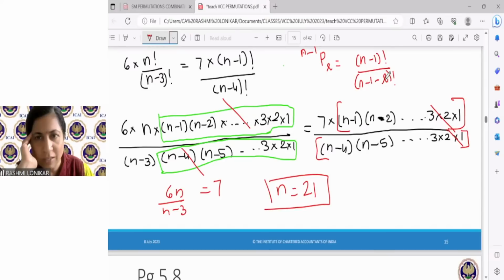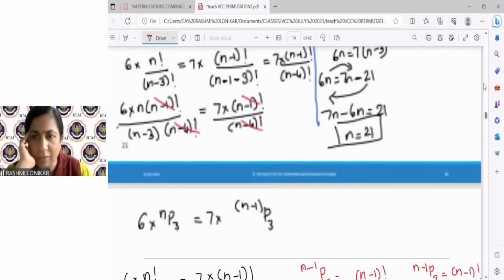So here what is happening is n minus 1 p3 I have here on the right hand side, which is equal to n minus 1 factorial. In the denominator, this is n minus 1 minus r. So n minus 1, what is r? R is 3, so minus 3 factorial. There is no space for the factorial.